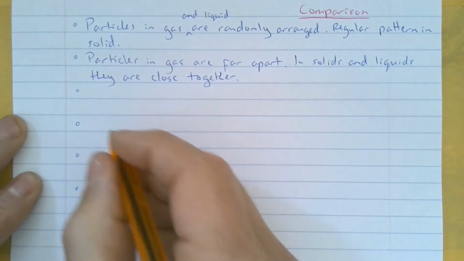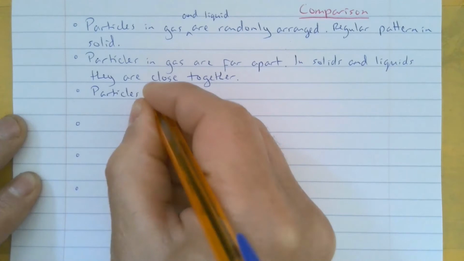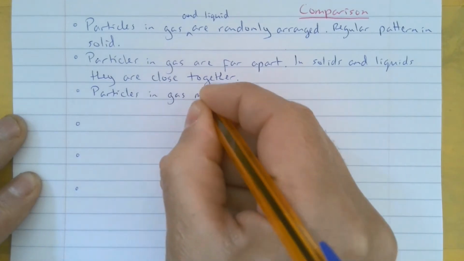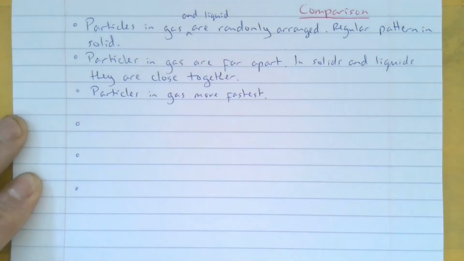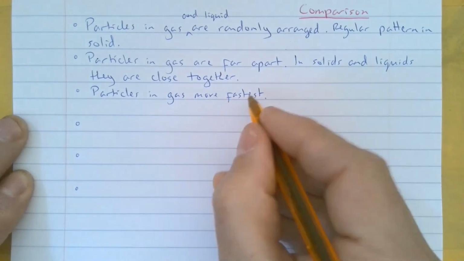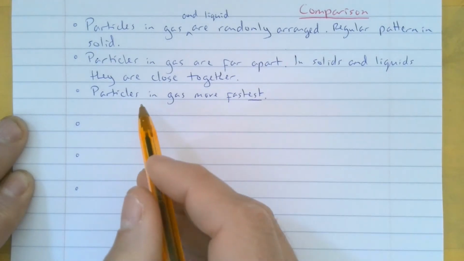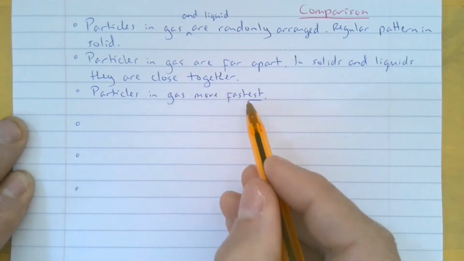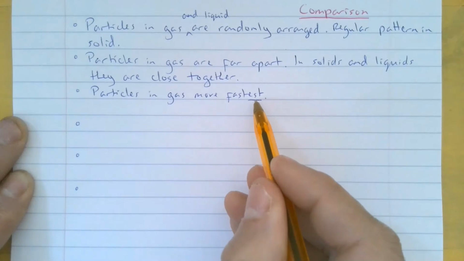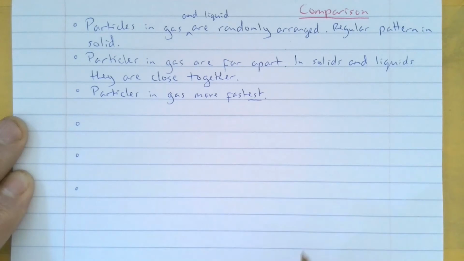So I could write particles in gas move fastest. Have I compared there? Absolutely. Because fastest, I know that they are faster. There's no point me writing they are slower in solids and liquids, because particles in gas are fastest. Fastest is a comparative word. If I just wrote particles in a gas move fast, that's not enough. But fastest is fine.